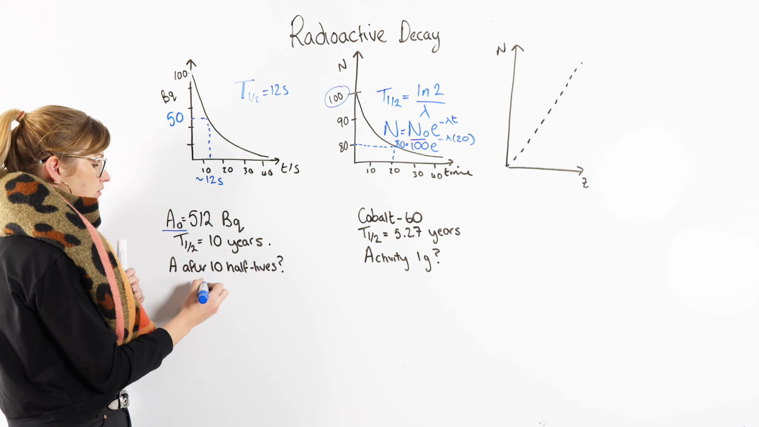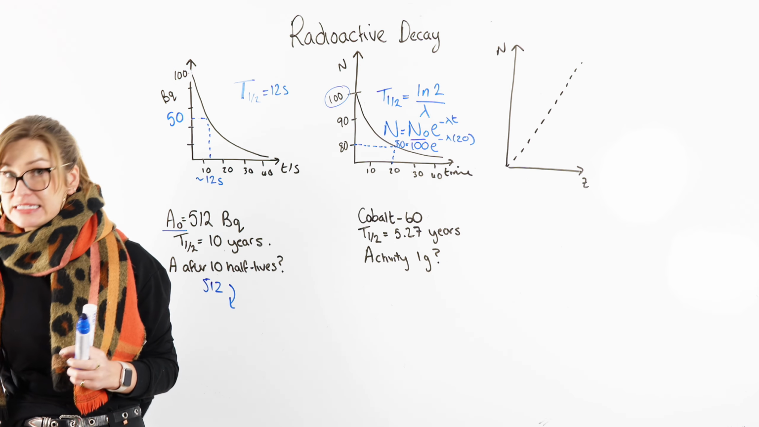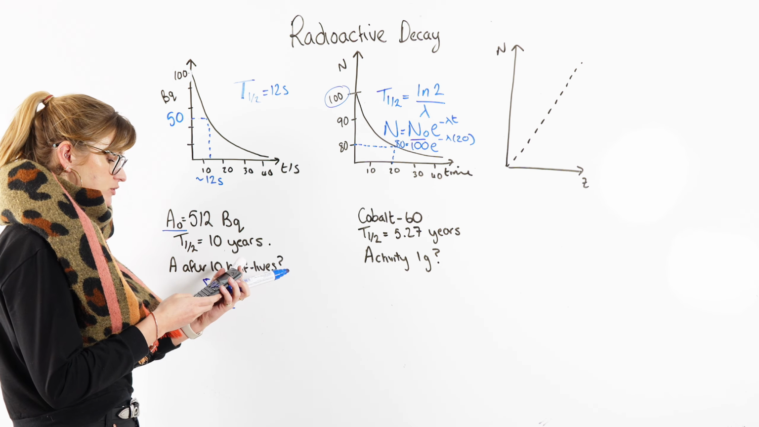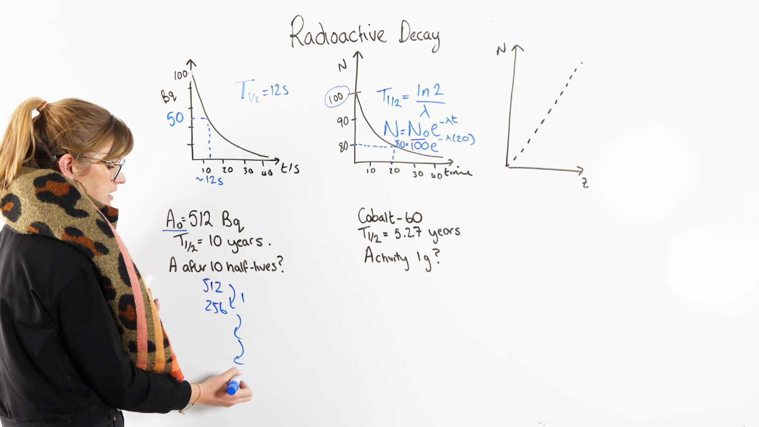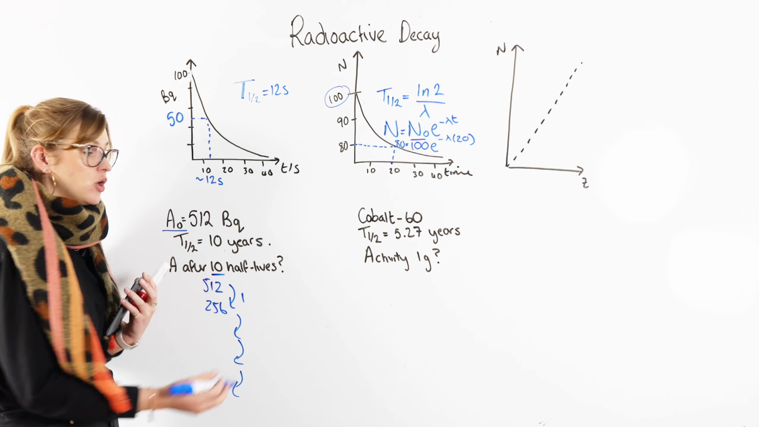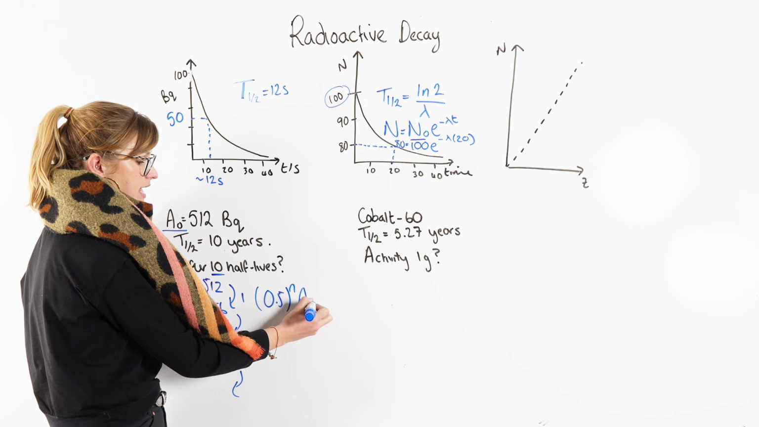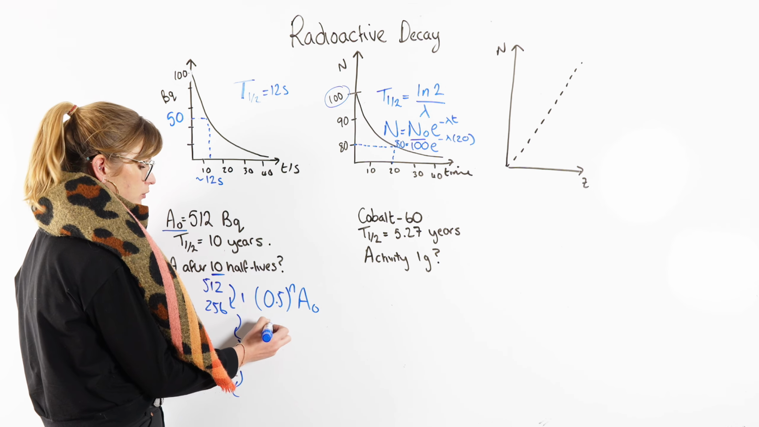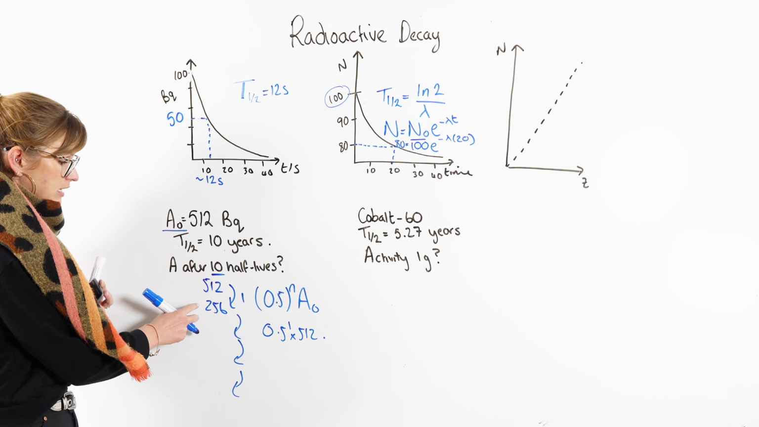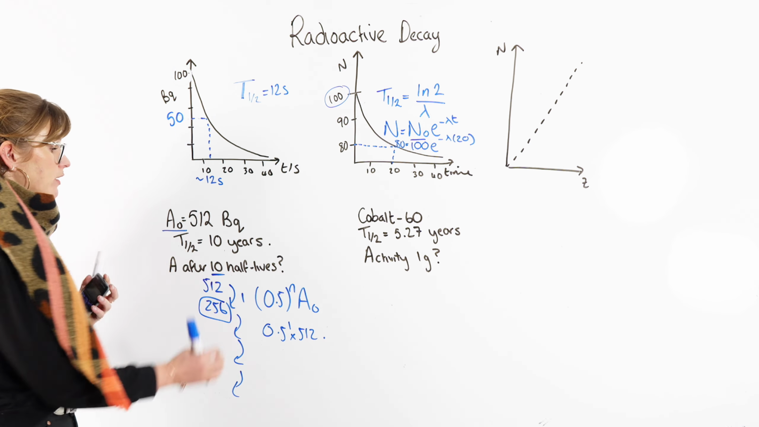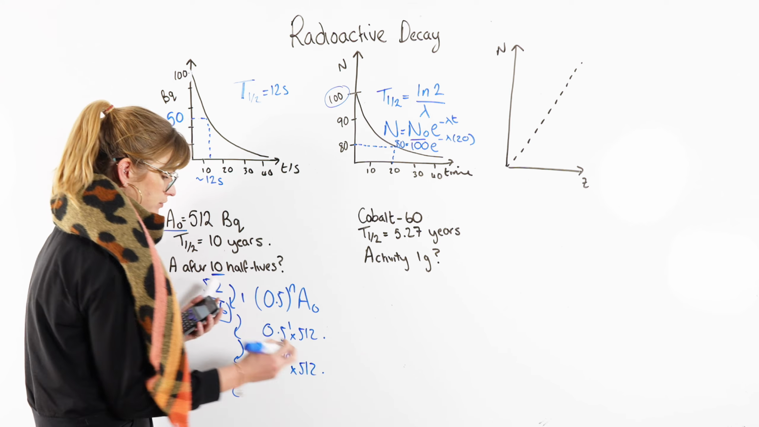Fun trick is, instead of having to go 512 divided by 2 to get 256, that's 1 half-life, then divide by 2 again, and again, trying to get to 10 half-lives, what we can do is always do 0.5 to the power of the number of half-lives times the initial activity. So if it was 1 half-life, we do 0.5 to the power of 1 times 512, and that's where you end up with 256. So if I want 10 half-lives, we're going to do 0.5 to the power of 10 times 512.